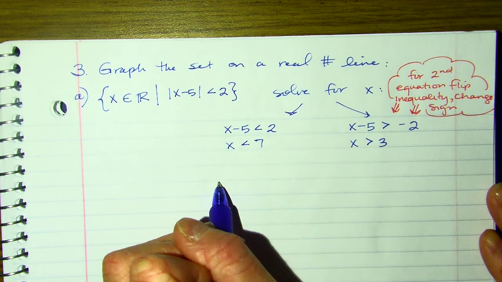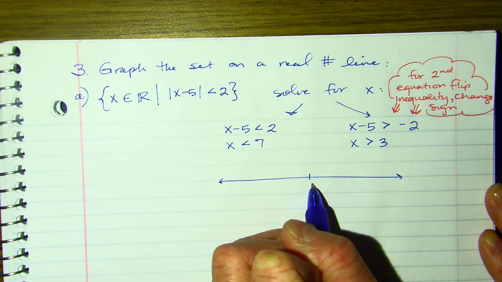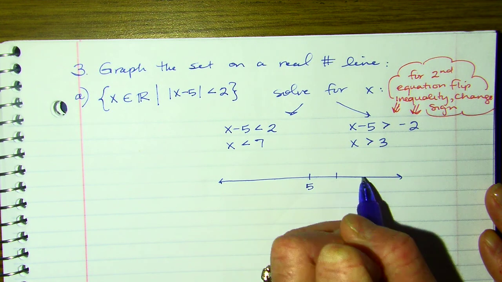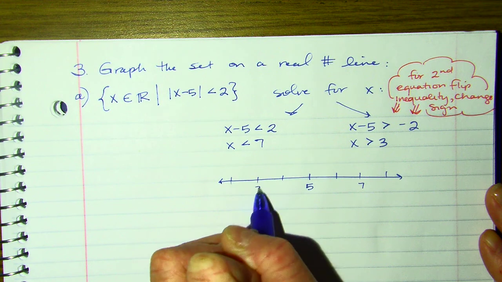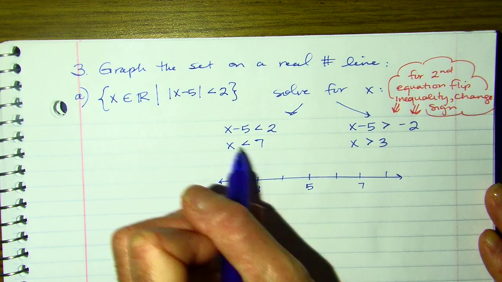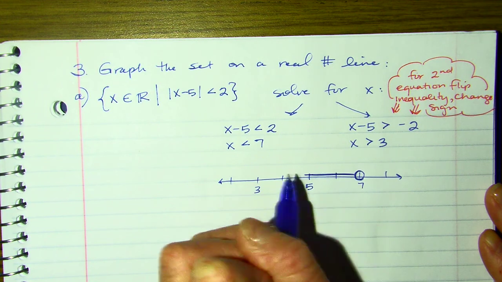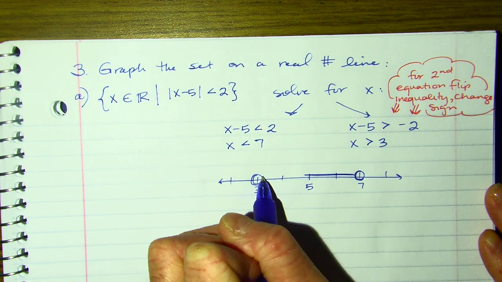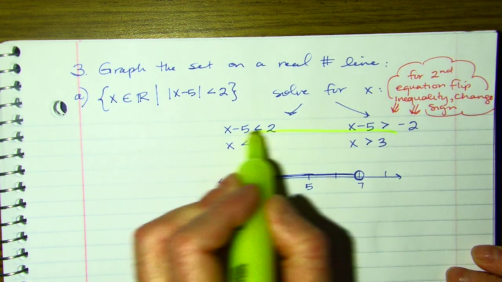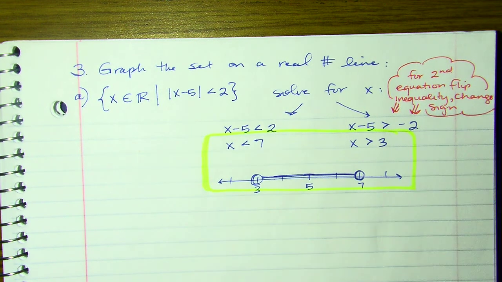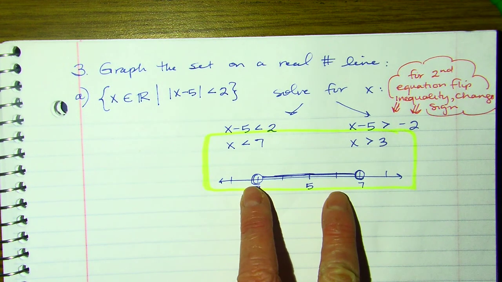So if I put that on a real number line, and let's say I put 5 in the middle: 5, 6, 7, 8, 5, 4, 3, 2. And then we're going to graph this. So this says x is less than 7, that would be an open circle pointing this way. This says x is greater than 3, open circle pointing this way. So here is my answer. They wanted us to be able to read this domain and graph the solutions by solving it.